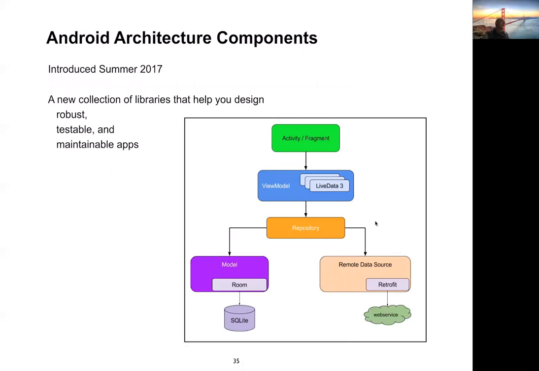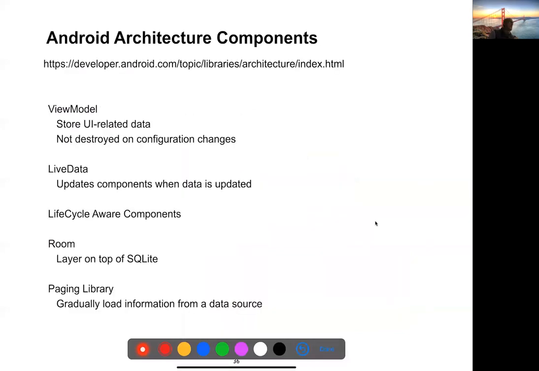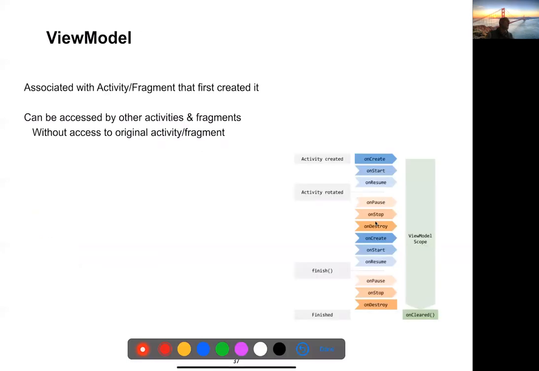We've talked about this before. Architecture components, right? There's various things they've added. We talked about the model before. We talked about the view model, live data, and the lifecycle. Now we've talked about Room. There's also a paging library so that if there's lots and lots of data, you can just get a page at a time. There's also navigation support now.